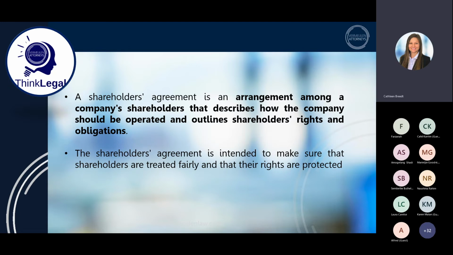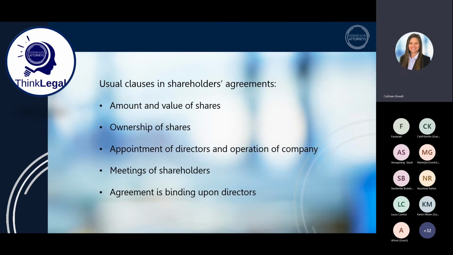We don't want the agreements to clash. We don't want there to be some clauses in the one agreement that completely override another agreement. They have to be drafted and signed and everything hand in hand. The shareholders agreement is intended to make sure that the shareholders are treated fairly and that their rights are protected. I think that goes without saying.